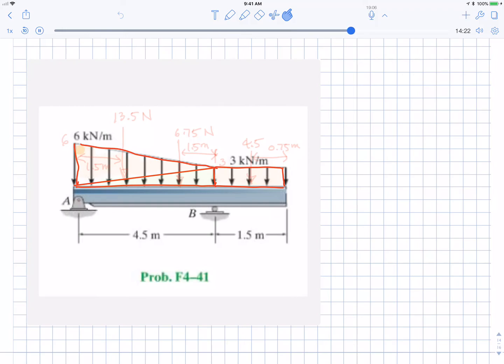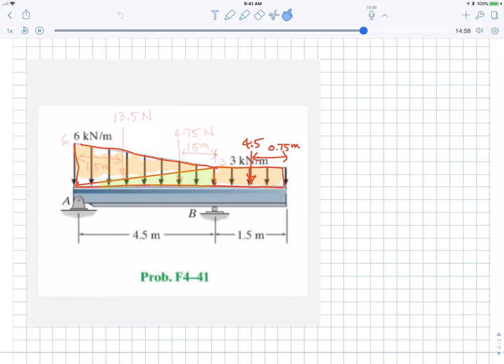Let me color in all the pieces. So we have this orange triangle there, this orange rectangle there, and this green triangle there. I'm not interested in that rectangle. You know how to do that. That's easy. So just 3 times 1.5 is 4.5, and of course halfway over, 0.75 meters. What I really want to do is to show how to handle this trapezoid.